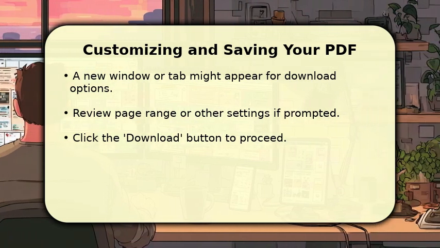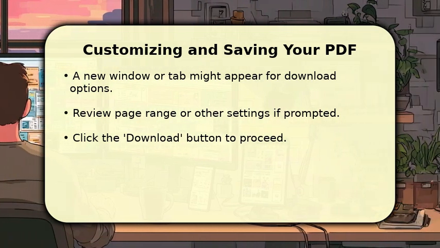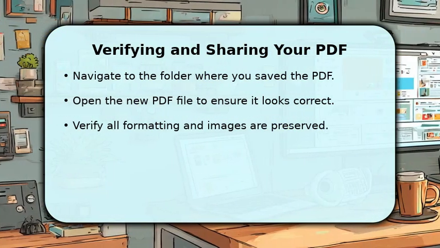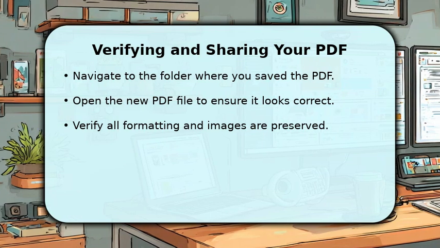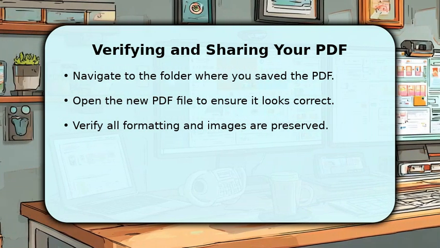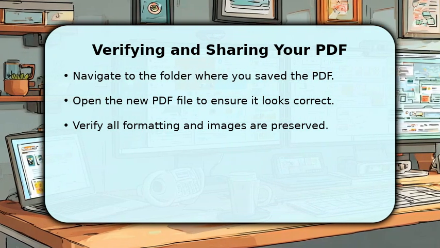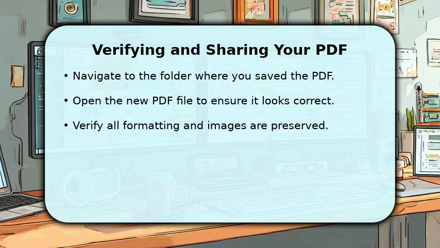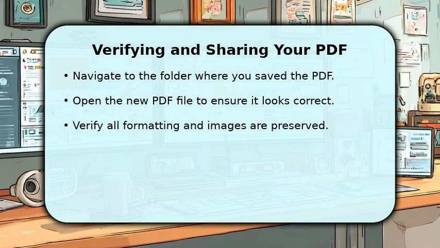Your browser will then prompt you to choose a save location on your computer for the new PDF file. Once the download is complete, navigate to the folder on your computer where you saved the PDF. It is a good practice to open the newly created PDF file to give it a quick review. Confirm that all the text, formatting, and images appear exactly as they did in your original Google Doc.